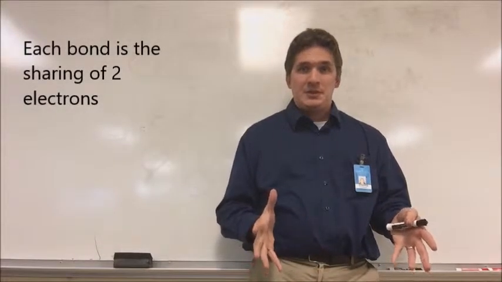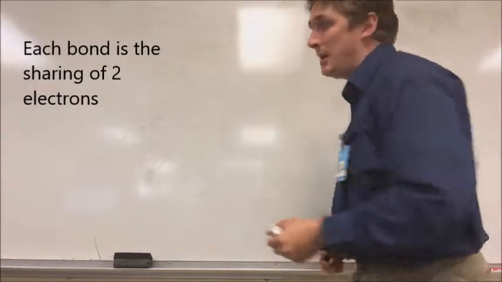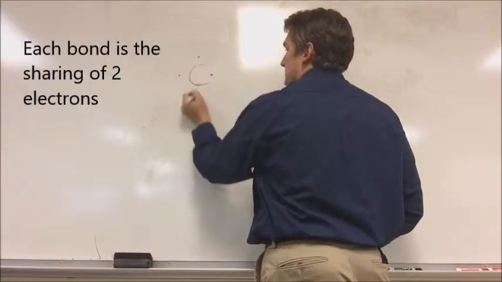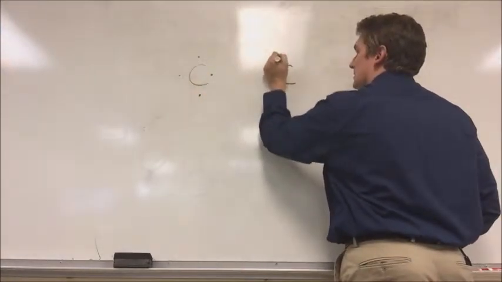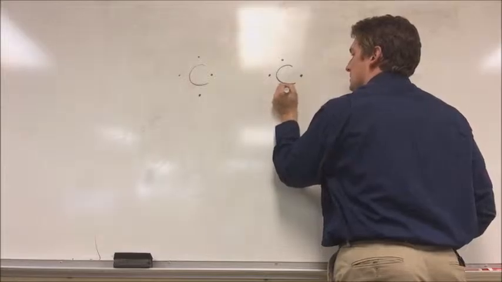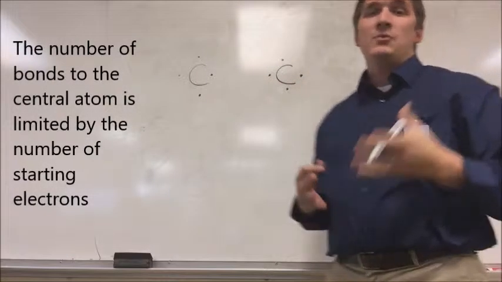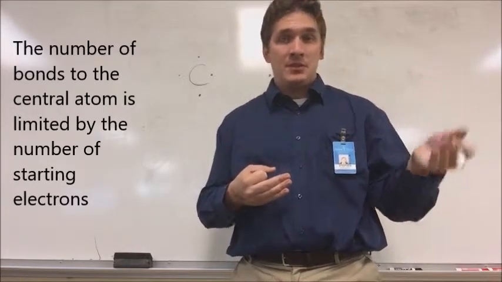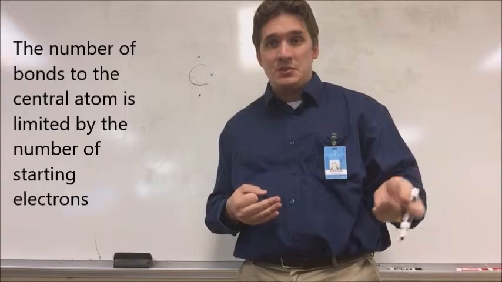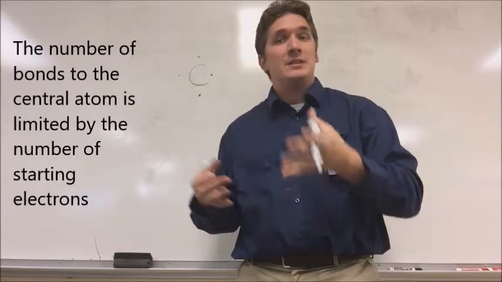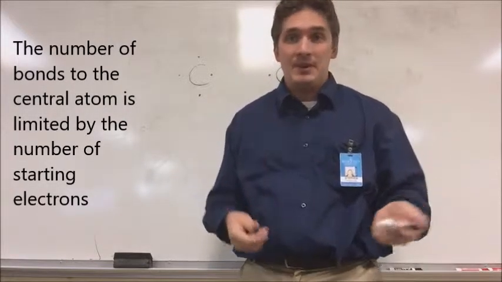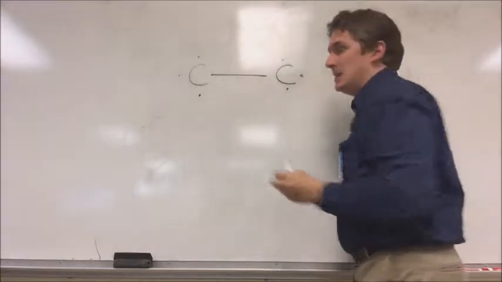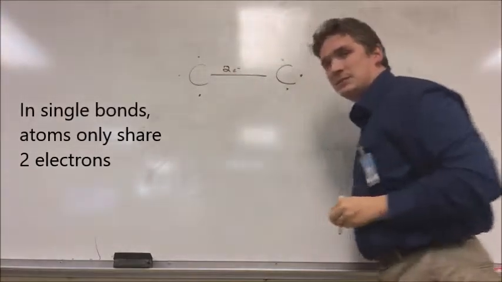Now when we draw a Lewis structure, each bond represents the sharing of two electrons. So if we had two carbon atoms sitting in space, each containing 4 electrons, the number of bonds we can form to each carbon is limited by the number of electrons it starts with. So if we have something like boron, boron is in the third column, 3A, contains 3 valence electrons, so we can only form 3 bonds with it, whereas something like nitrogen, which contains 5 valence electrons, can form 5 bonds. But our first bond is going to contain 2 electrons.